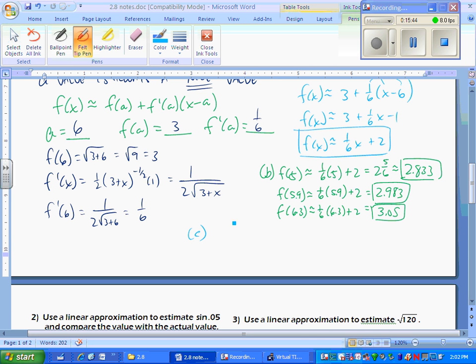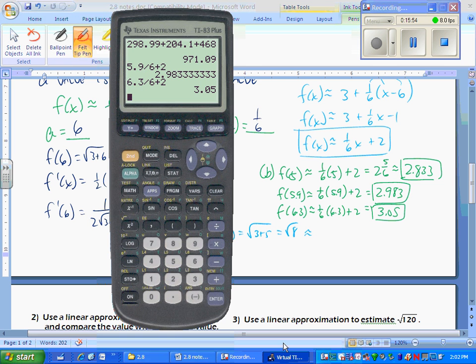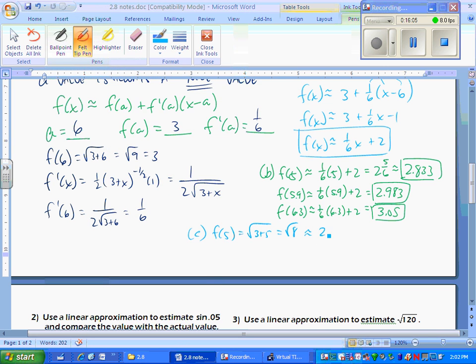So we've got f of 5 means square root of 3 plus 5, or square root of 8. If we do square root of 8, we get 2.828. Right, compare it to the original one, that's pretty close. If we round both of these to two decimal places, we'd have the same answer.